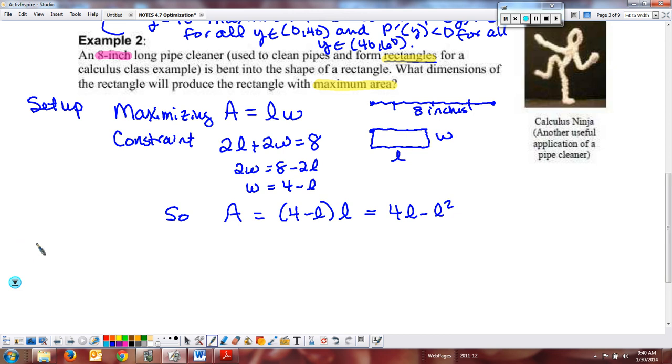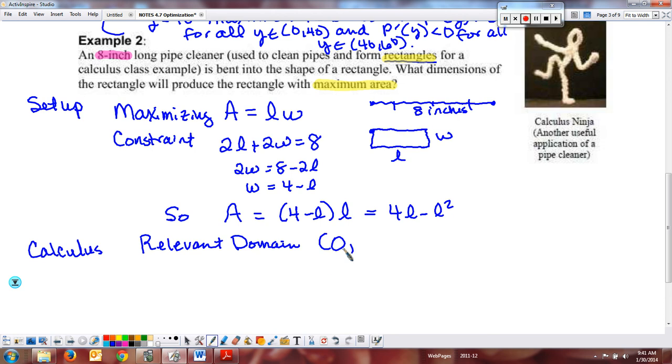So we're now on to the calculus portion here. We're going to find our relevant domain. And clearly, if you are looking at your length, in order to actually fold and have something, your length has to be bigger than 0. So we'll go with 0. And is there a maximum to it?